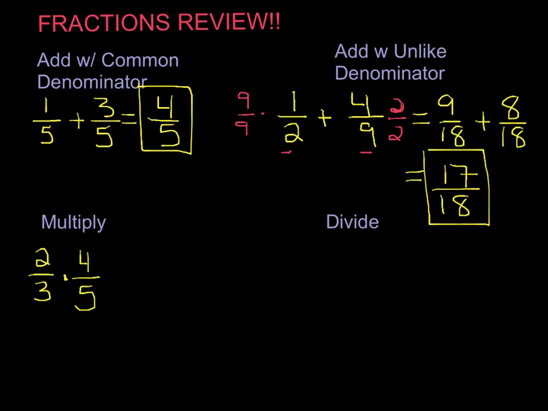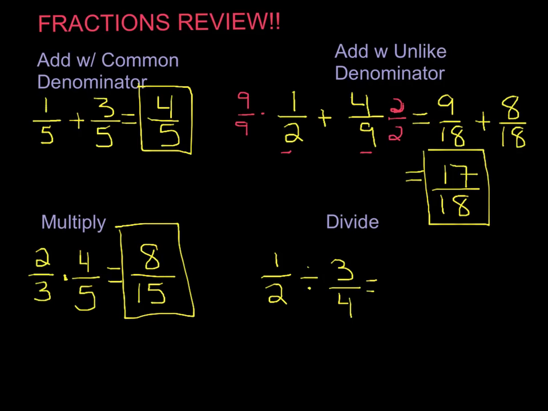If we're multiplying fractions, all we have to do is multiply straight across, so 2 times 4 is 8, and 3 times 5 is 15. Look to simplify, but in this case, it's simplified.